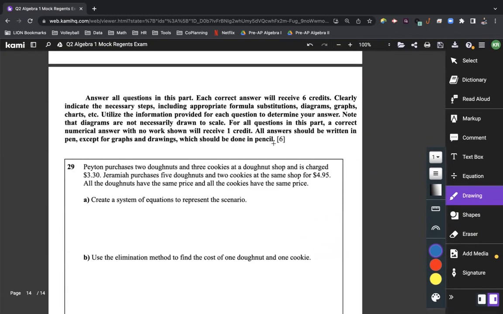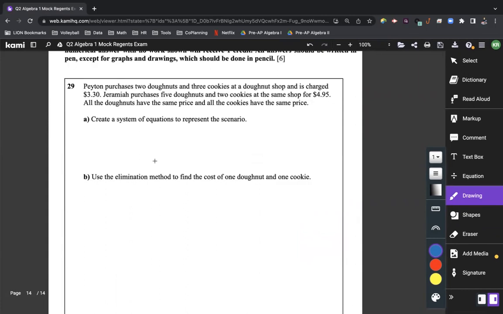Finally, the last question. Peyton purchases 2 donuts, 2D, and 3 cookies, 3C, at a donut shop and is charged $3.30. So 2D plus 3C equals $3.30. Jeremiah purchased 5 donuts, that's 5D, and 2 cookies, 2C, and is charged $4.95. So 5D plus 2C equals $4.95. All the donuts have the same price and all the cookies have the same price. Create a system of equations to represent the scenario.